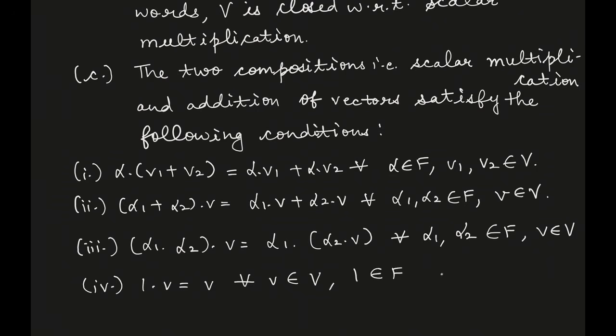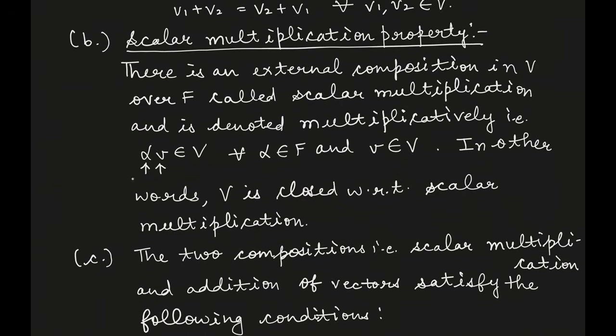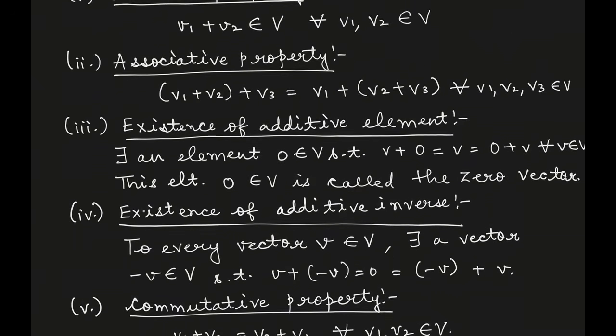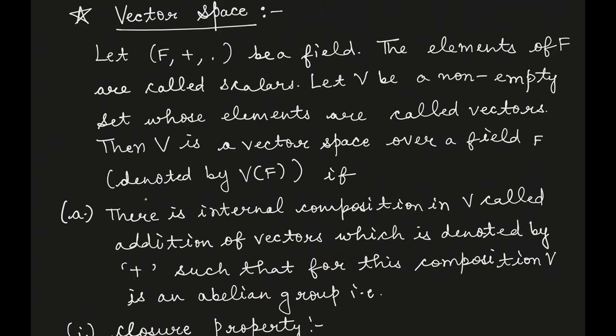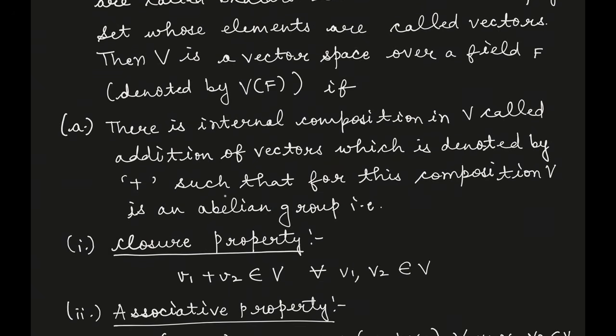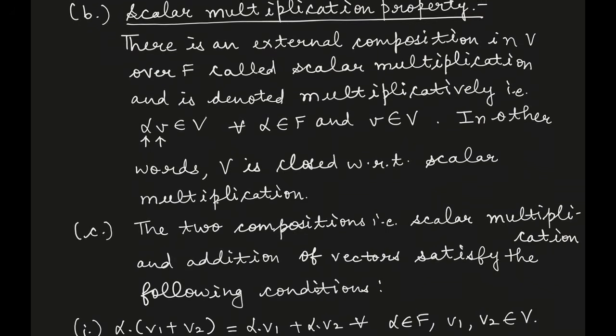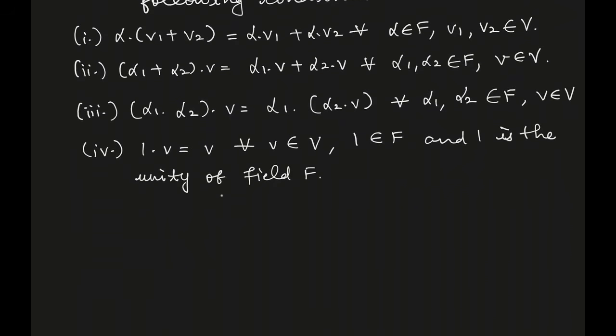1 belongs to field and 1 is the unity of field F, or I can say that 1 is the multiplicative identity. So by these four properties and the fifth one and these five, by these 10 properties I will say that V is a vector space over F. But in the exam you don't need to check these 10 properties. I am telling a short trick for this, because checking these properties will be very lengthy.